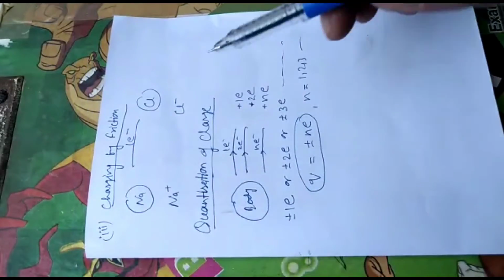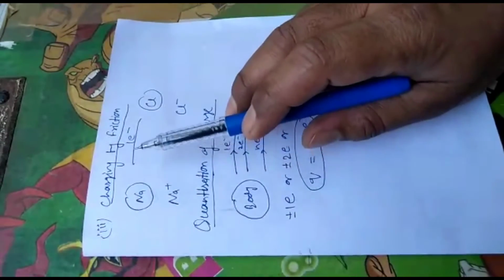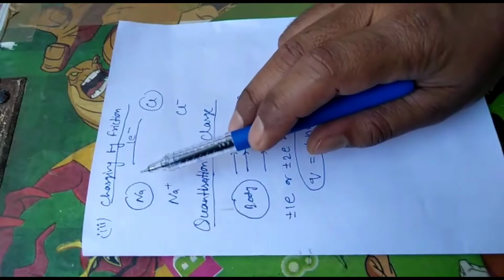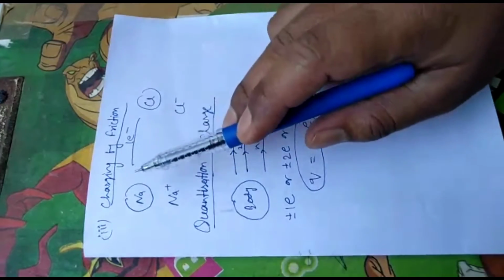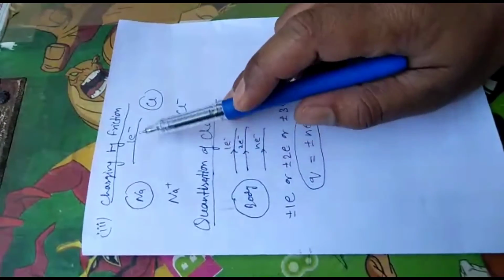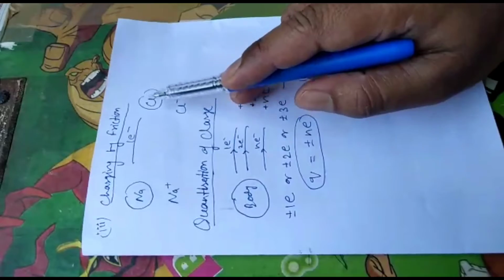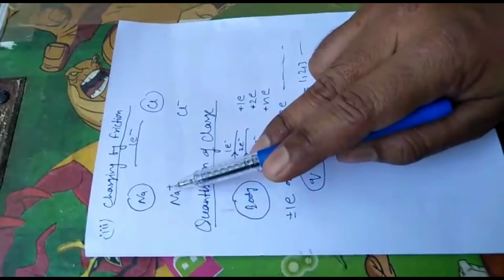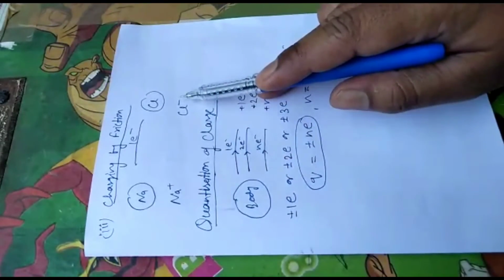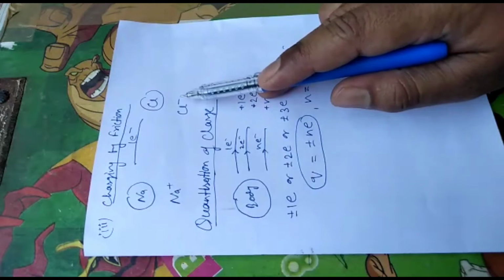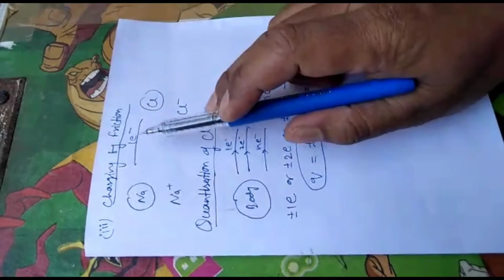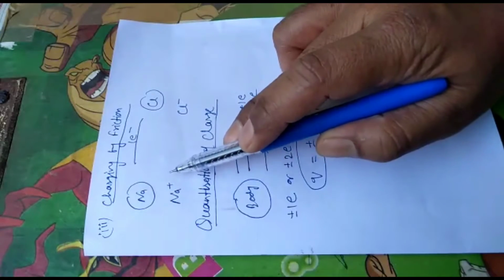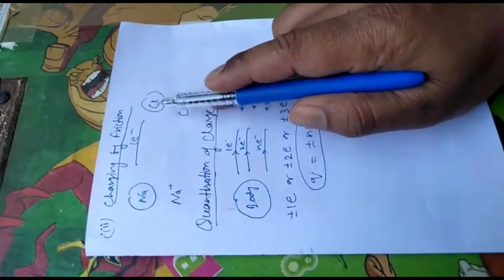Let's discuss the next point, charging by friction. We are seeing here that if we remove one electron from this sodium atom and this electron transfers to chlorine, we get a sodium positive ion whereas a chlorine negative ion. So from this we are seeing that charges are generated by the transfer of electrons.